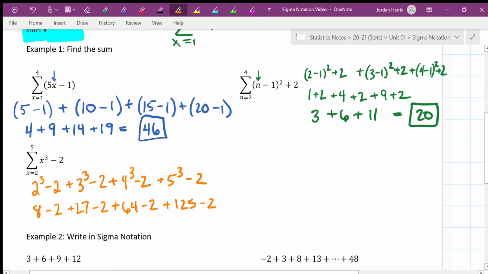Use a calculator. In stats, you get to use calculators for everything. Okay, so you should be using a calculator for all this stuff. So I get 8 plus 27 plus 64 plus 125. I type that into my calculator, add all the numbers, and I get 224.